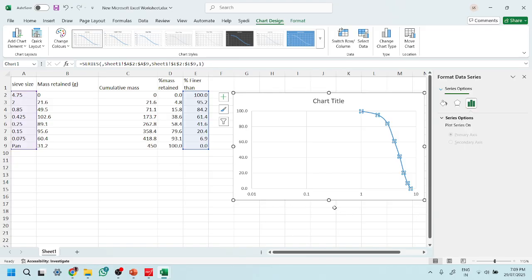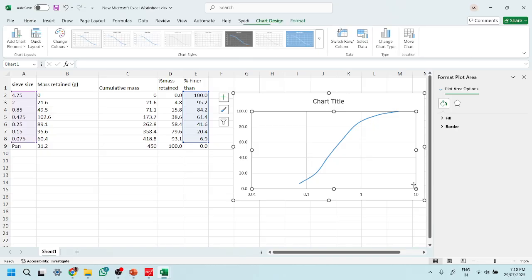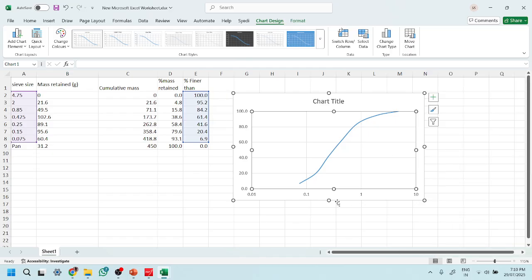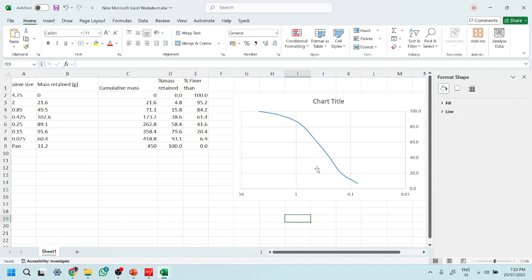Why did you select pan, madam? Pan is not a diameter. Pan is not a size. Okay, that is why I'm having the issue. Yeah, now it is okay. Yes, I was thinking what's wrong with the graph. Okay, so this is the graph.